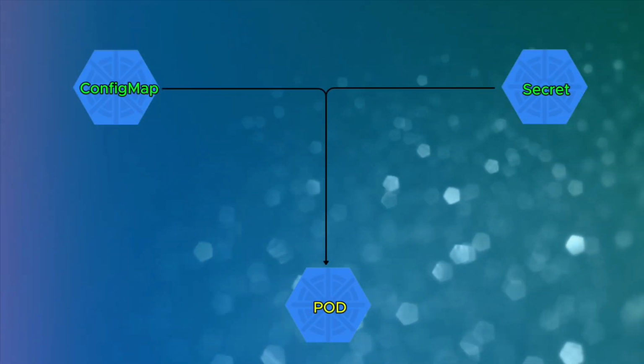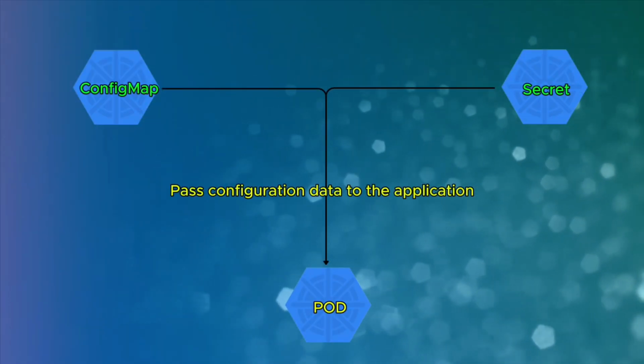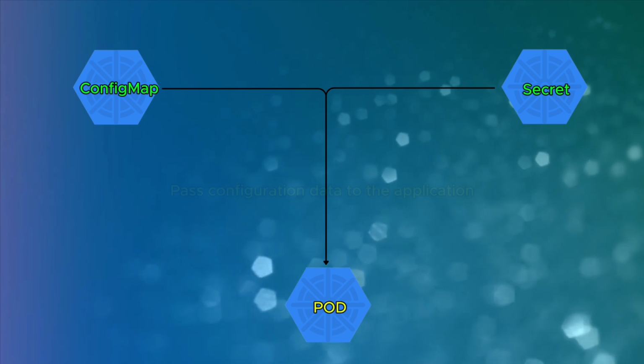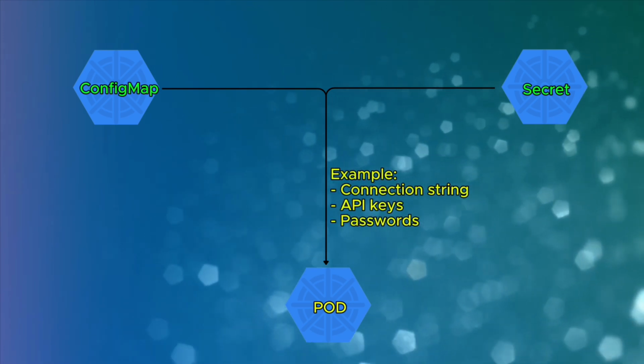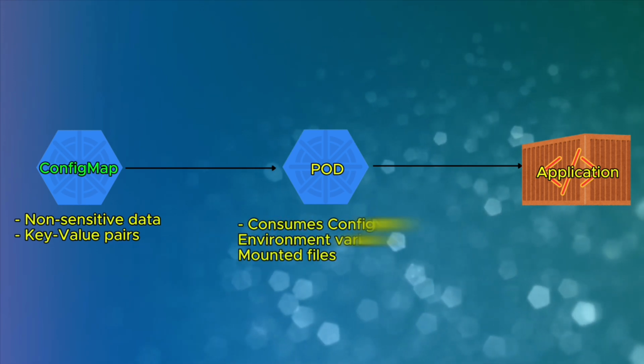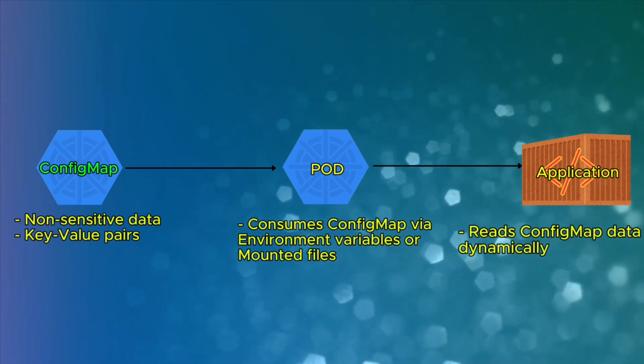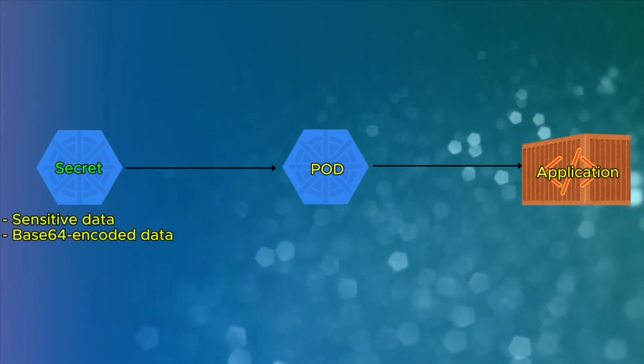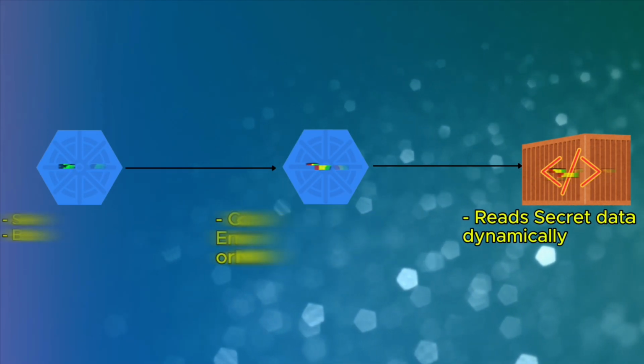ConfigMaps and Secrets are Kubernetes resources that are used to pass configuration data to the application. A ConfigMap is a Kubernetes object used to store non-sensitive configuration data. A Secret is a Kubernetes resource used to store sensitive data.